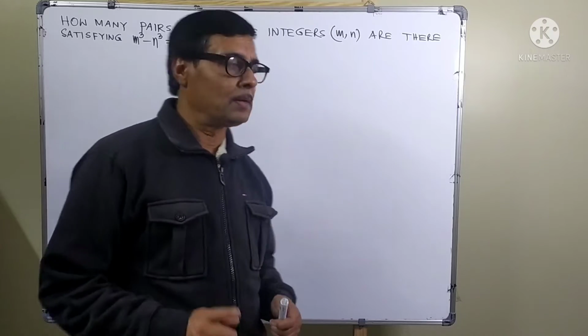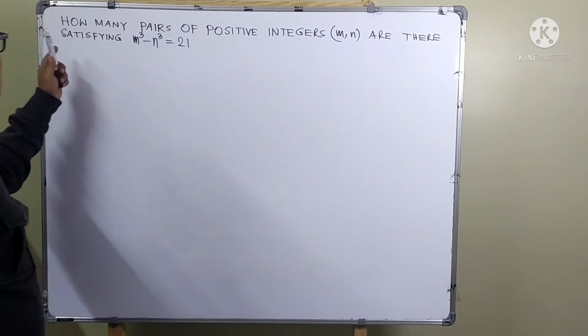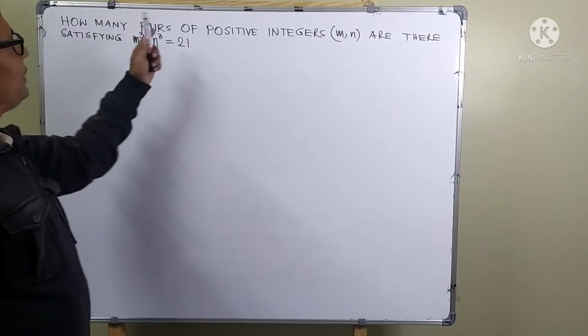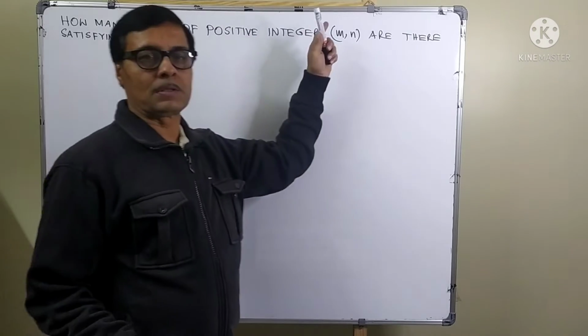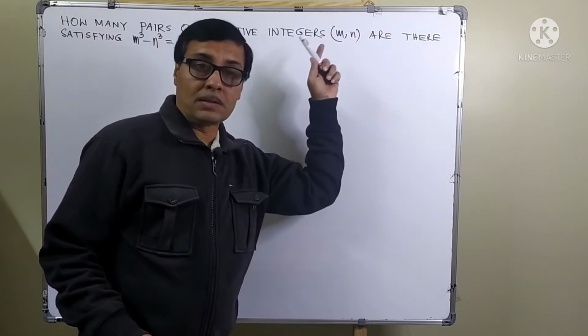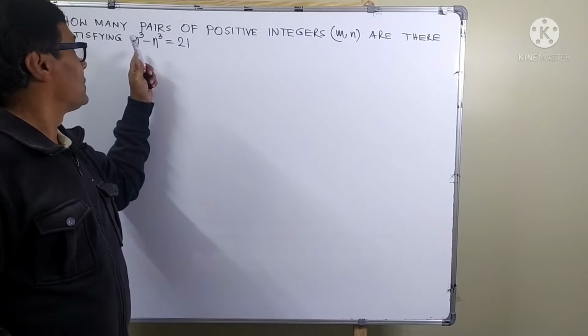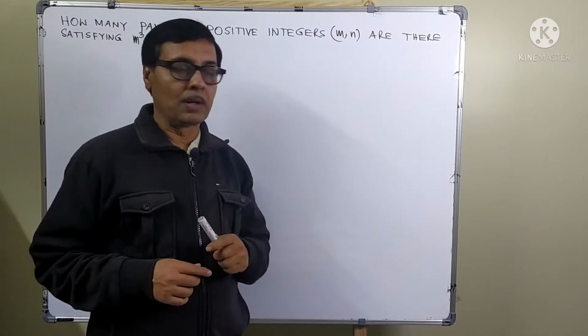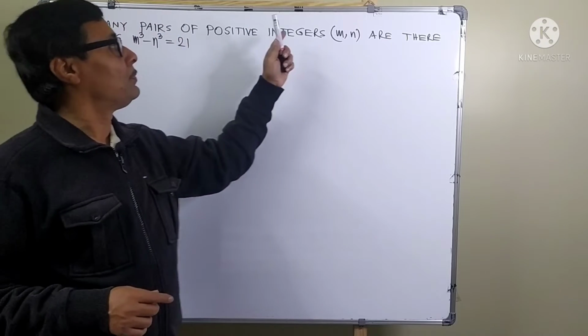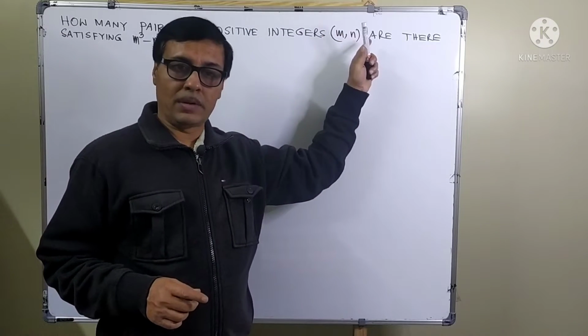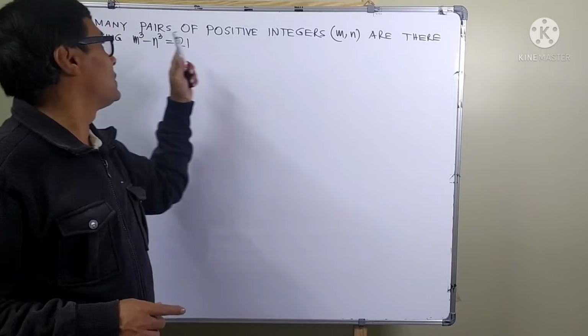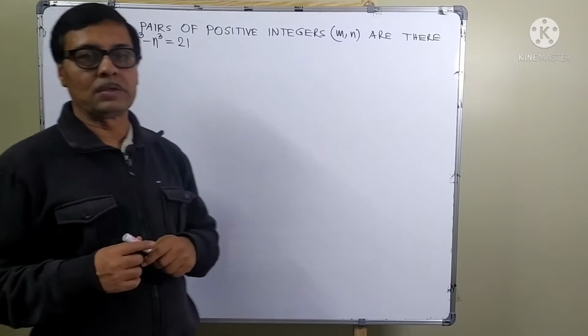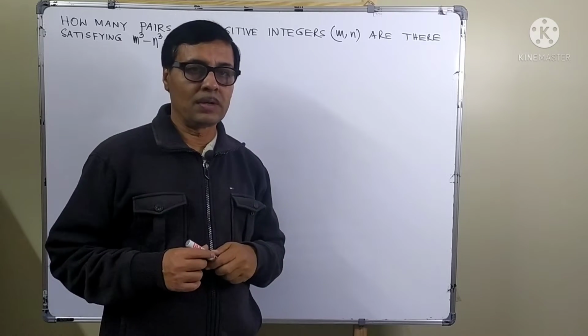We shall solve a very interesting algebraic problem. The problem is: how many pairs of positive integers m, n are there satisfying the equation m cube minus n cube is equal to 21? We have to find the positive integer pairs m, n which satisfy the equation m cube minus n cube is equal to 21. Now, let us start.